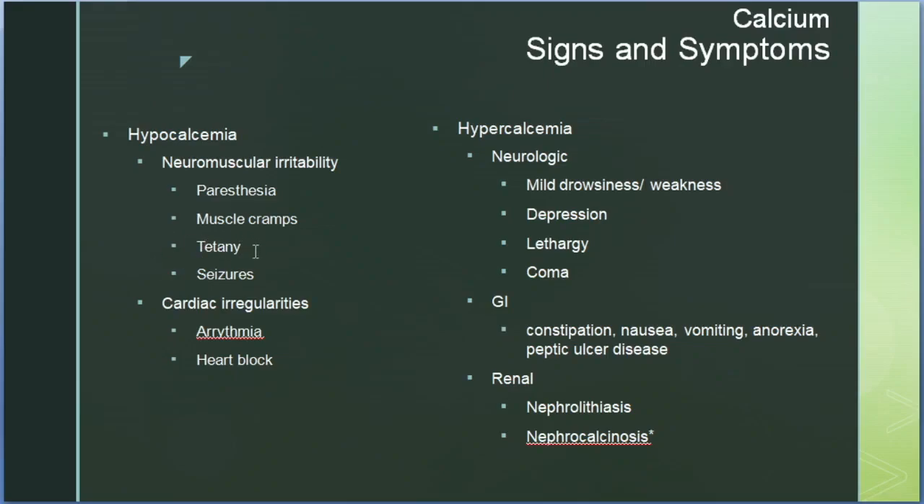Meron kami isa pang ginagawa, your Trousseau sign. Sa Trousseau sign naman, nilalagyan namin ng BP cuff ang patient, parang binibipihan ng patient, tapos we will wait for a certain time, and if there is flexion of your wrist and extension of your fingers or contractions of your fingers, then that is already a neuromuscular irritability, which is a good indicator of hypocalcemia.